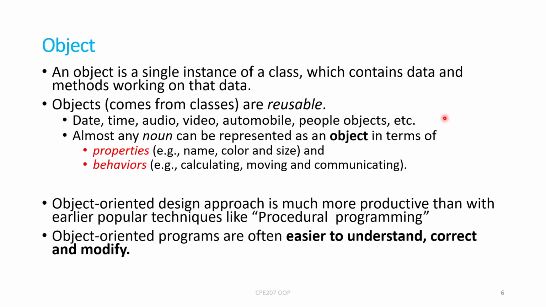Date, time, audio, video, automobile, people, objects are a good example for this. And we know that almost any noun can be represented as an object in terms of two main things: properties, which could be name, color, and size, and behaviors, such as calculating, moving, communicating. These are tasks. So as we said, the main idea is that using OOP is much more productive than procedural programming. For programmers, it is easy to understand, easy to correct, and easy to modify.